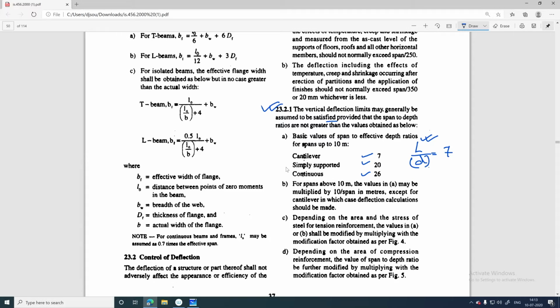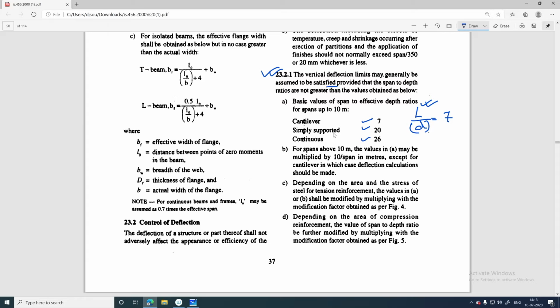Now for the simply supported case you can also calculate the d, and for continuous you can also calculate the d. This is only applicable for spans up to 10 meter, not for greater than 10 meter. For spans above 10 meter, the values in A may be multiplied by 10 by span in meters.